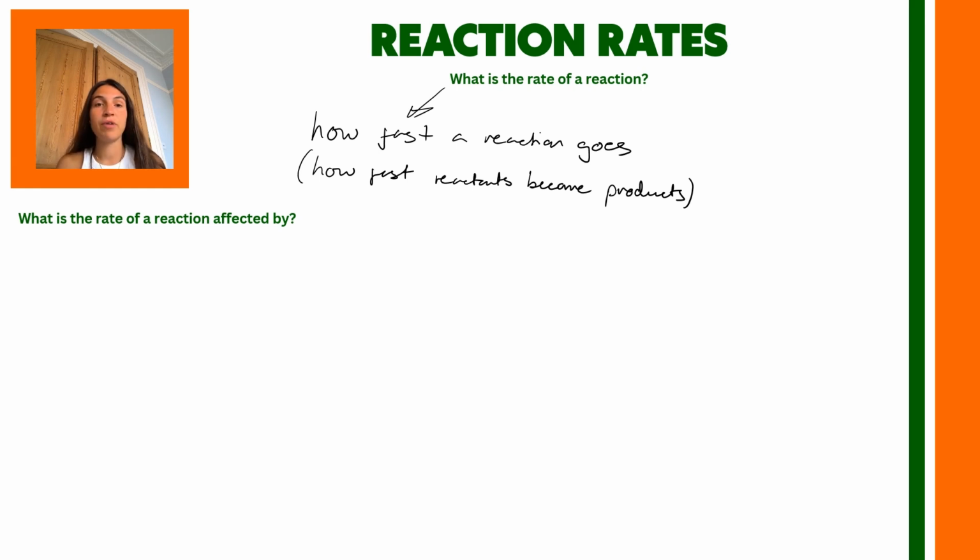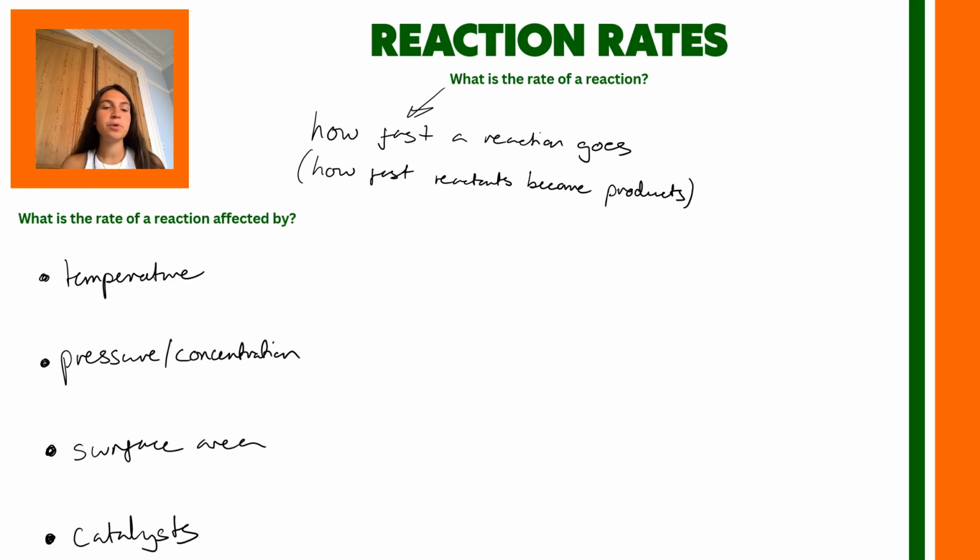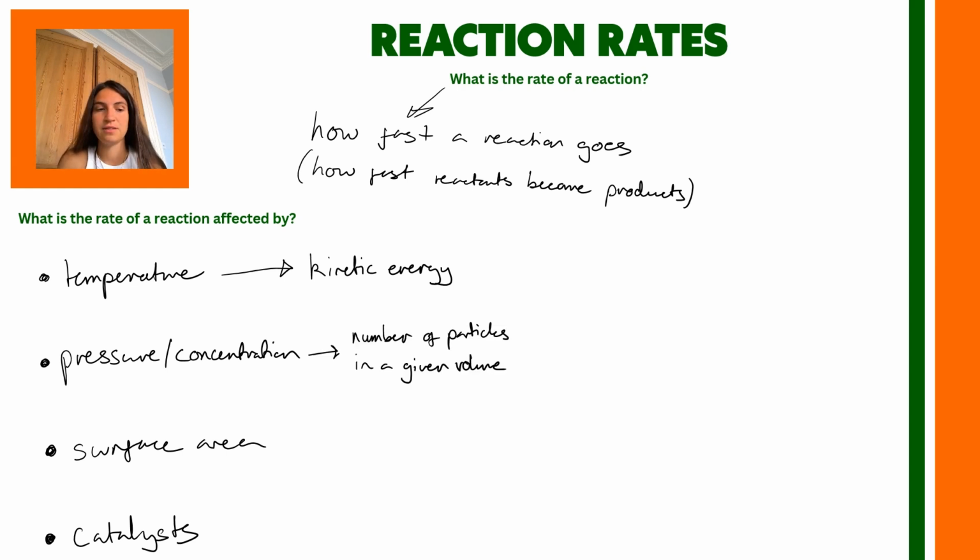What is the rate of reaction affected by? Temperature, pressure or concentration, surface area and catalysts, and you need to learn those 4 different categories. Temperature, remember, is to do with the kinetic energy of your particles. They have a larger kinetic energy the higher the temperature, so they're moving quicker, so they have these more frequent collisions. Remember, that really is the key here, these more frequent collisions.